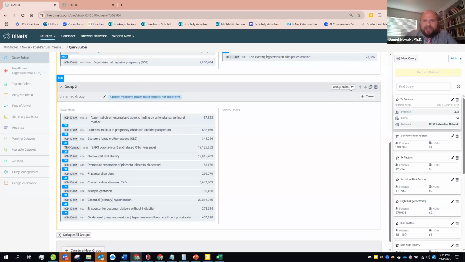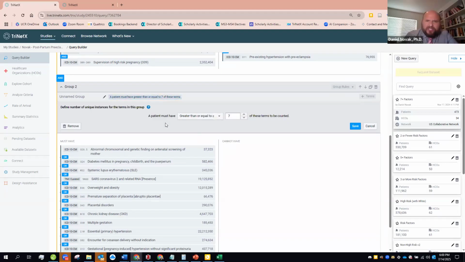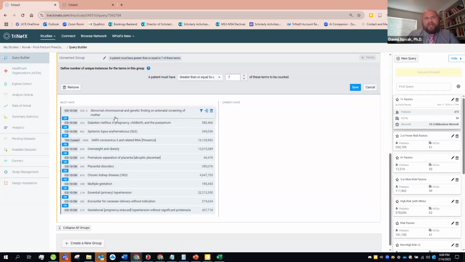And using a tool that I told you about back in session 1 or 2, I think it's session 2, you can set how many unique instances of a term a person has. So what this allows us to do is say, how many of these 15 factors in here will we require a person to have before their index event categorization is assigned, right? Before they're entered into the study.